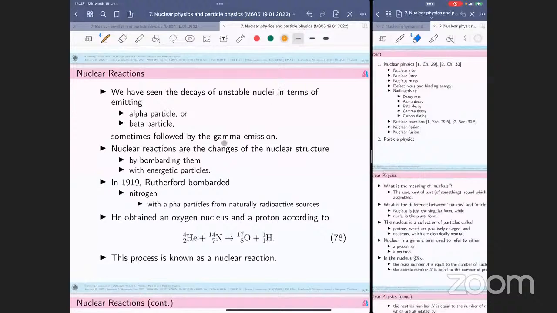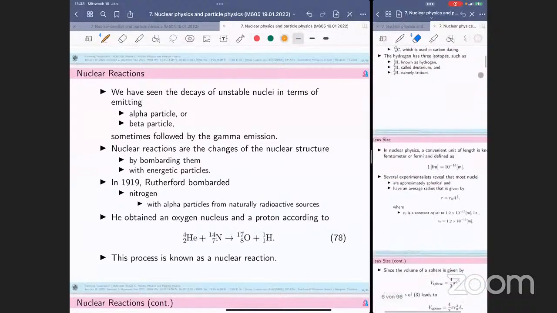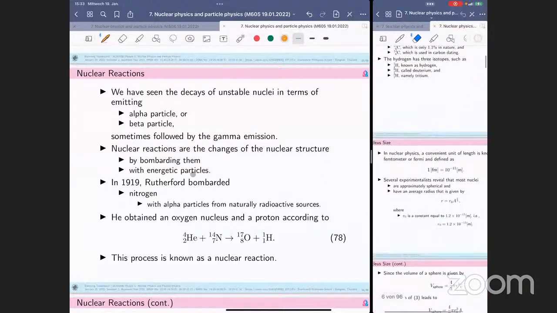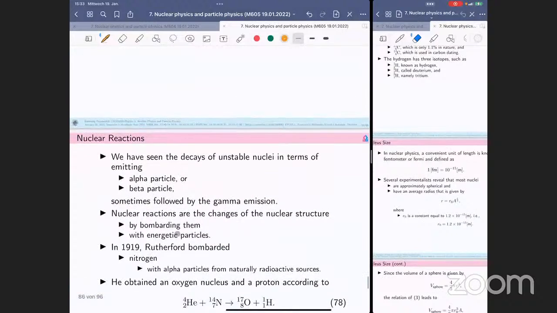But for the human-made, what is the process then? Let's consider another aspect, when humans try to have a nuclear process like beta emission or alpha emission by ourselves. Nuclear reactions are changes of the nuclear structure by bombarding nuclei with energetic particles. What is that? It means it's human-made, done on purpose by humans.